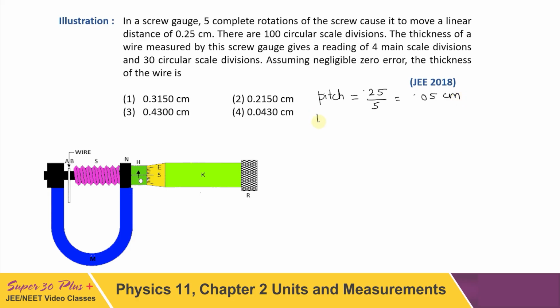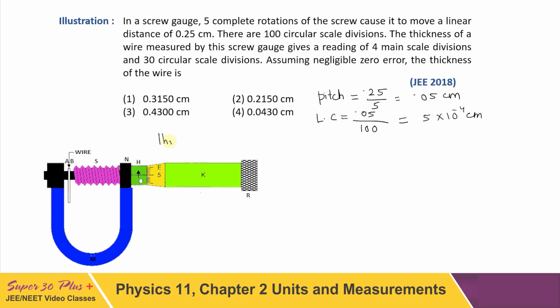Next we have to write the least count. Least count would be the pitch, 0.05, which I have already calculated, upon the total divisions. Total divisions is 100. So 0.05 upon 100 will give you 5 into 10 to the power minus 4 centimeter. This is the least count of the given screw gauge. Now it is asking for the thickness of the wire.